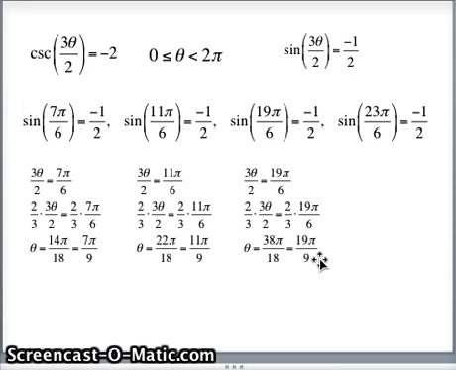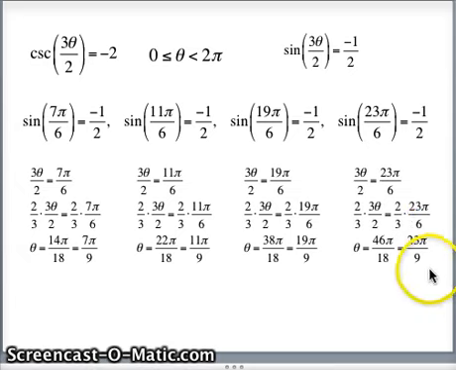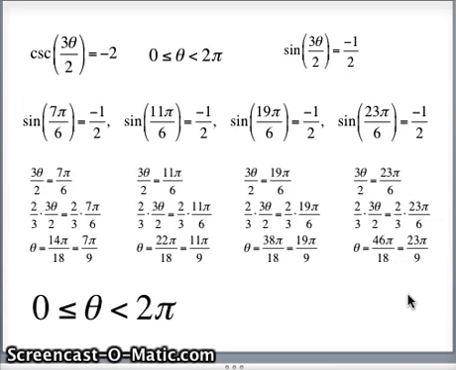Well, 2 pi is 18 pi over 9. So the fact is 19 pi over 9 is beyond my range. I was only interested in values from 0 to 2 pi, so I will not include 19 pi over 9. And similarly, for 23 pi over 6, if that's 3 theta over 2, the result is 23 pi over 9. Again, bigger than the range from 0 to 2 pi. And we're told that our answers must be between 0 and 2 pi.